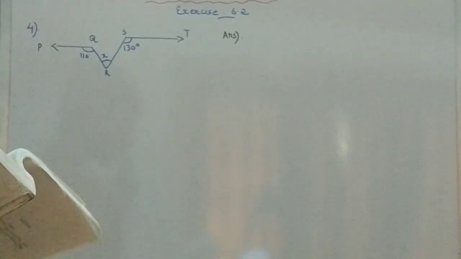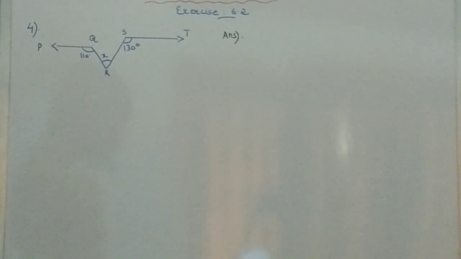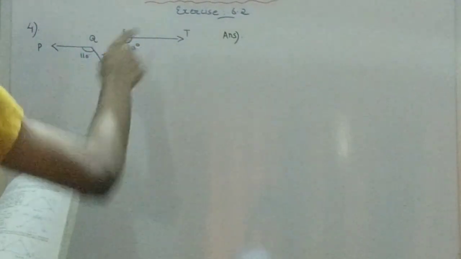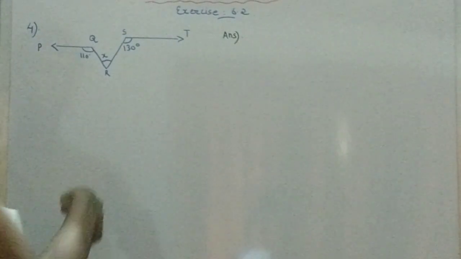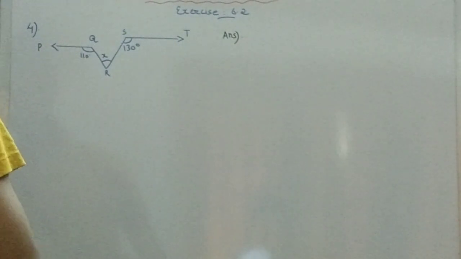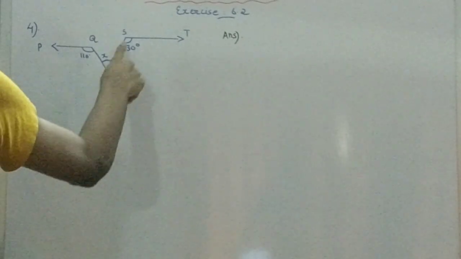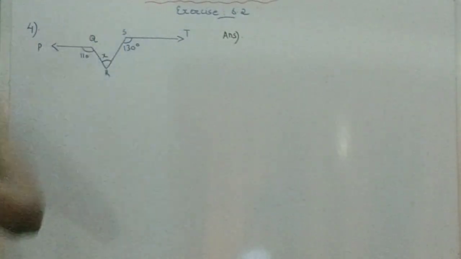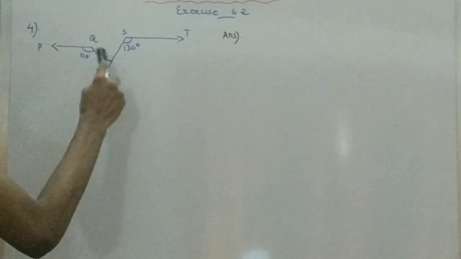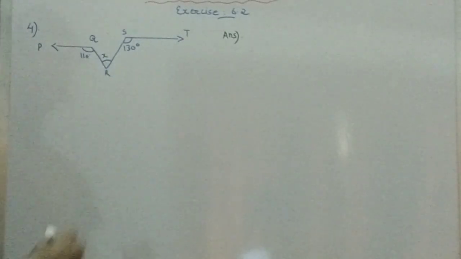So now let's do our question number 4. The question is, in the figure, if PQ and ST are parallel and angle PQR is equal to 110 degree and angle RST is equal to 130 degree, then find the value of angle QRS. Angle QRS I have considered as X.